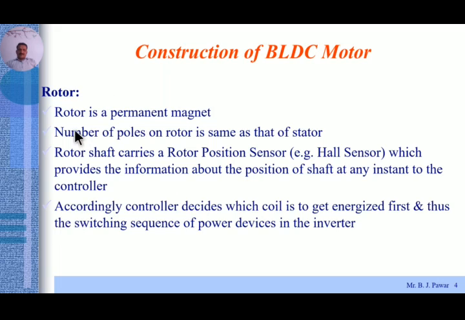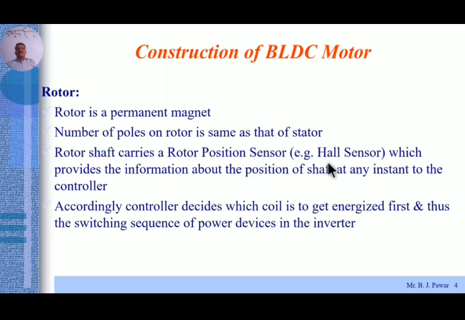Rotor now. That rotor, I already told, is a permanent magnet type. The number of poles on the rotor is the same as that on the stator. This is also important. The number of poles included on that rotor should be the same as the number of poles of the slots provided on the stator. Rotor shaft carries a rotor position sensor. This is one of the major differences between the conventional one and this BLDC. Here is the actual need of this BLDC motor for its operation. So this rotor shaft carries a rotor position sensor.